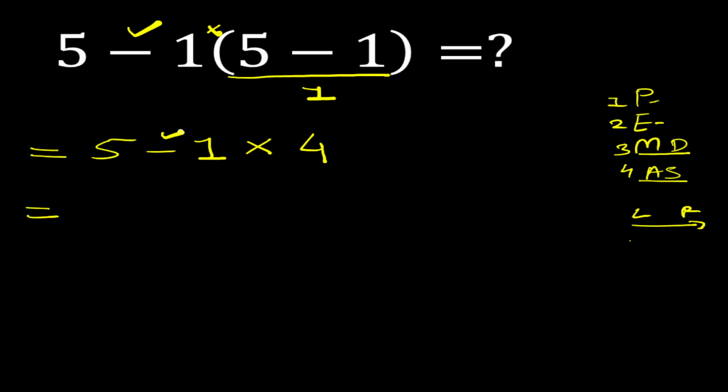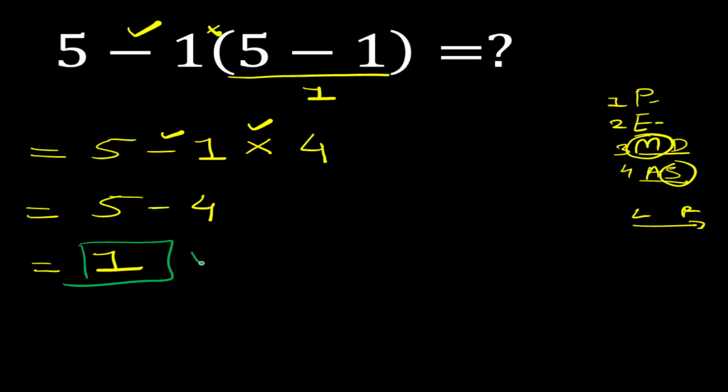Now here we have one subtraction and here multiplication. So according to PEMDAS, first we have to solve multiplication, then we have to solve subtraction, right? So 1 multiply 4 is equal to 4. So 5 minus 4 is equal to 1. So the correct answer is 1, right?